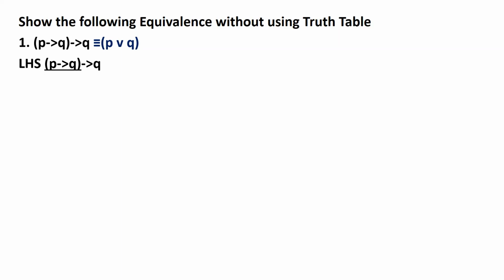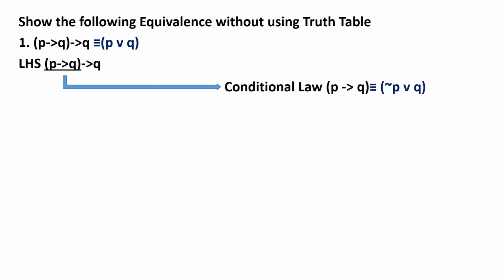By looking at this, we'll get an idea. Here the conditional sign is present, so definitely we can apply conditional law. Firstly solve the bracket. I can apply conditional law for this bracket. So what does the conditional law indicate? First part is negation, second part as it is, and in between them we use disjunction. So by applying the conditional law, we'll get negation P or Q. Remaining thing keep as it is.